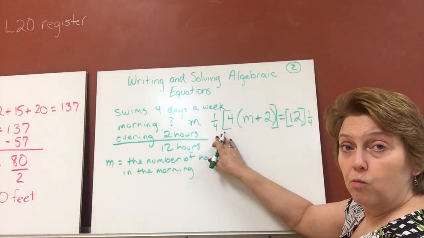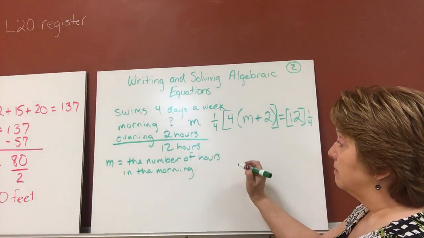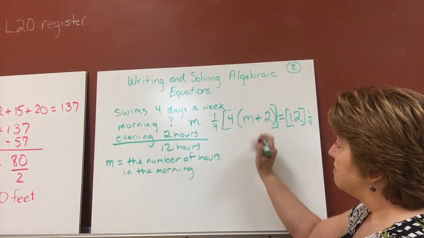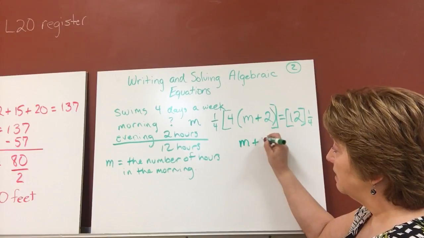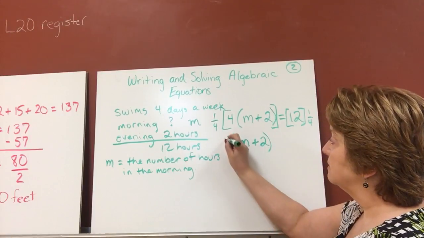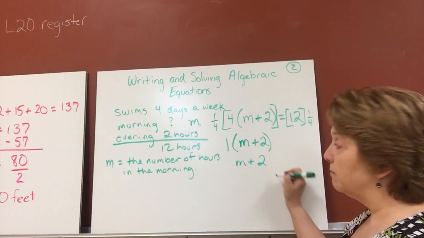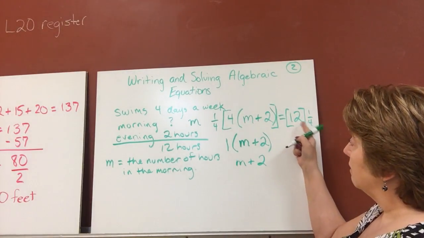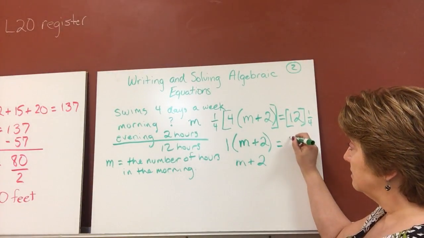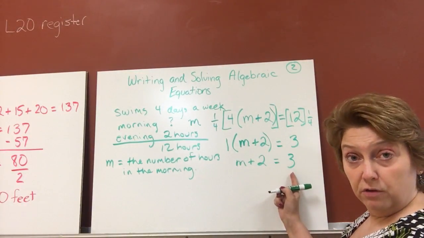What happens now when I take 1/4 times 4? I'm going to have 4 over 4, which is 1. So if I take 1 times any number, I get the same number. So this factor is all that remains, m plus 2. I have just eliminated the 4. I can write this 1 times m plus 2, but we know what that's going to be. It's just going to be m plus 2. That's it. And over here, if I take 12 times 1/4, that would be 12 divided by 4 is 3. So I end up with m plus 2 equals 3.